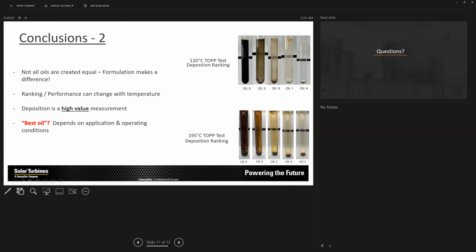And lastly, which one is the best oil? Well, it really depends on the application and the operating conditions. One oil that performs really well at 120 degrees might not be the best oil at the higher temperature conditions, as we saw with the rankings here. So the selection of the oil very much depends on the needs and the application of the end user. Hopefully you can still hear me, and we still have a little bit of time for questions.